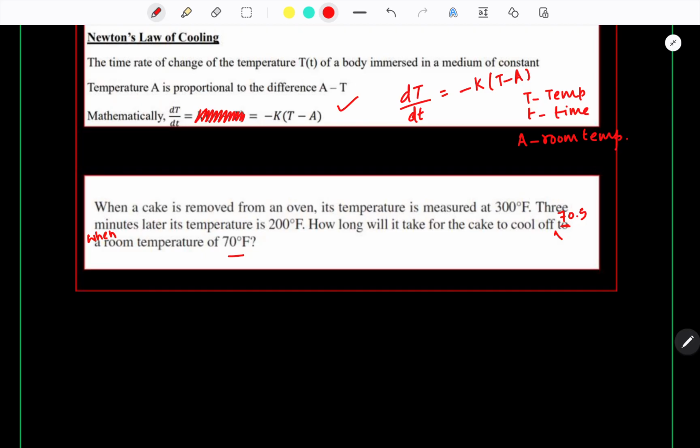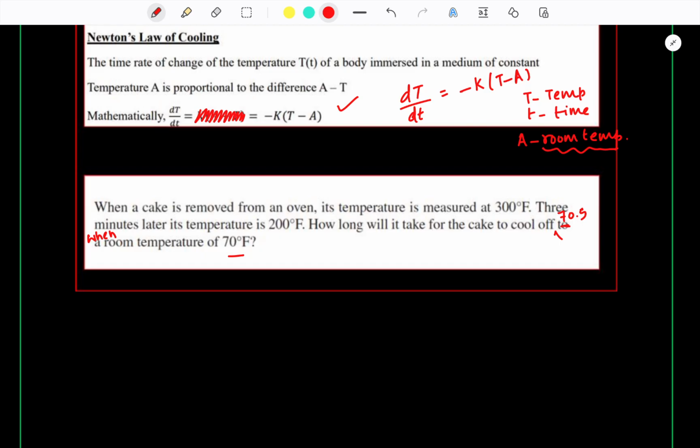We explained in the class. Room temperature is coming. Why? Because it's Newton's law of cooling. When the coffee is prepared in the kitchen and you bring it to the living room, the temperature is getting reduced, right? So that's why we need a room temperature.